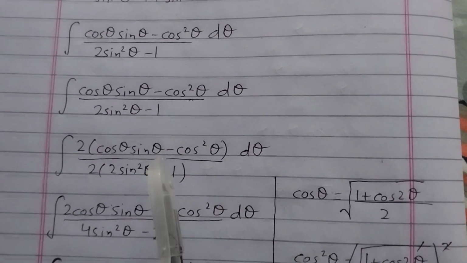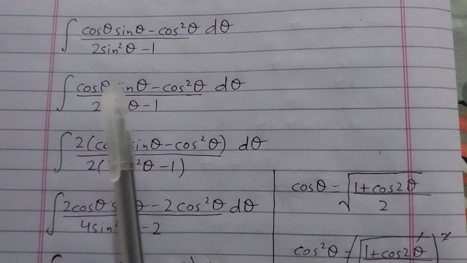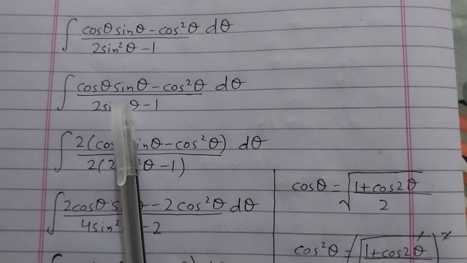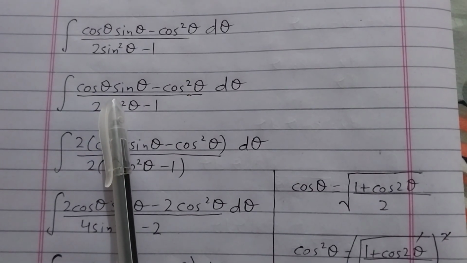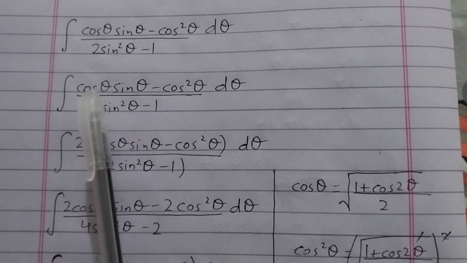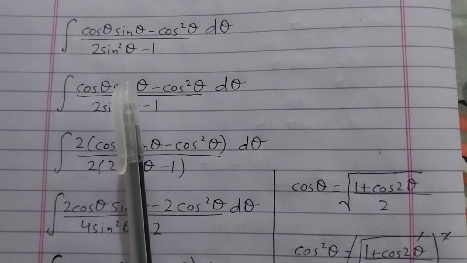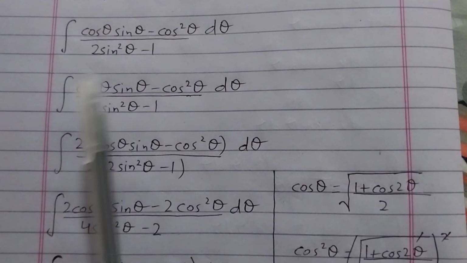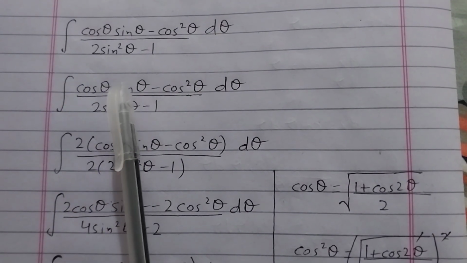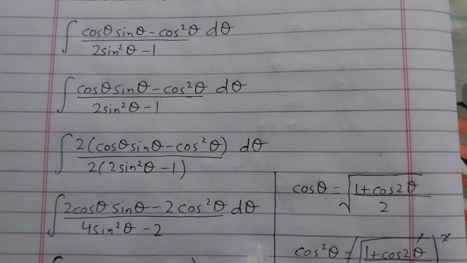Now we can see that in the numerator we have a term which is cos theta sine theta. It resembles the formula of sine 2 theta, which is equal to 2 sine theta cos theta, but we have just cos theta sine theta here, so we need to multiply it with 2 to make it sine 2 theta. And to do that we have to multiply this whole numerator with 2, and if we are doing that to the numerator, we also need to do that to the denominator to balance it out.